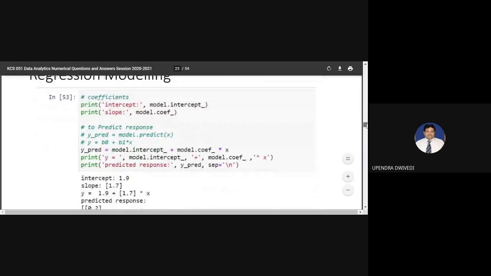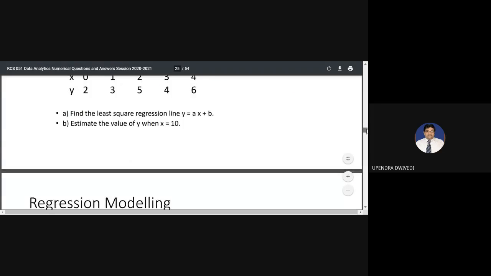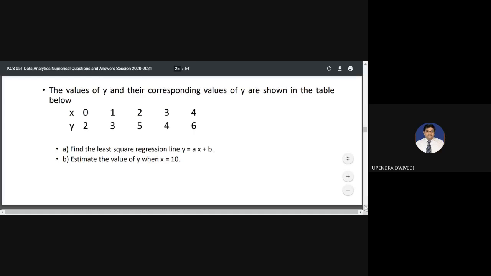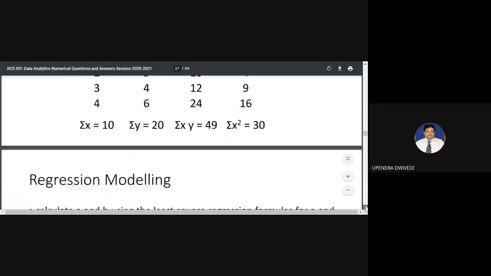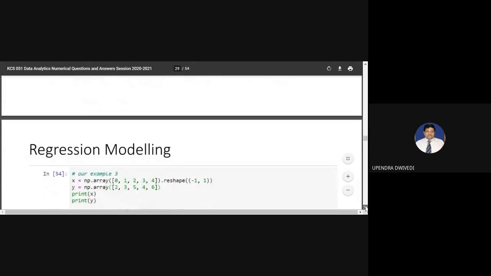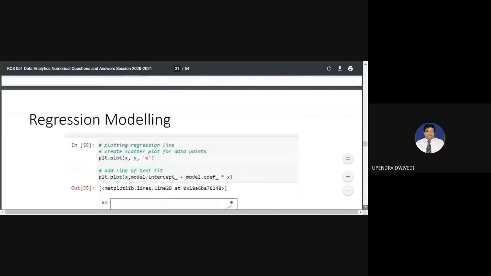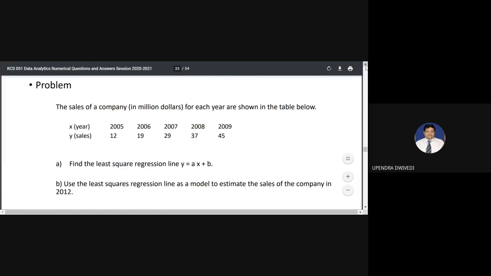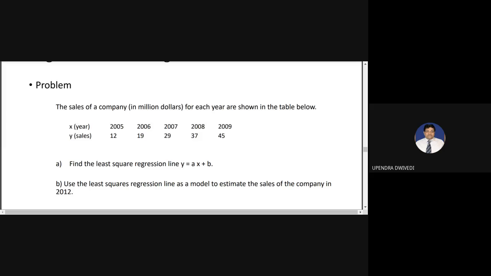Now we'll go back to the problem. Yeah, this is the problem. Please reply with your answer in the chat box. Create a table, calculate the values of the required variables, then put them in the equation.